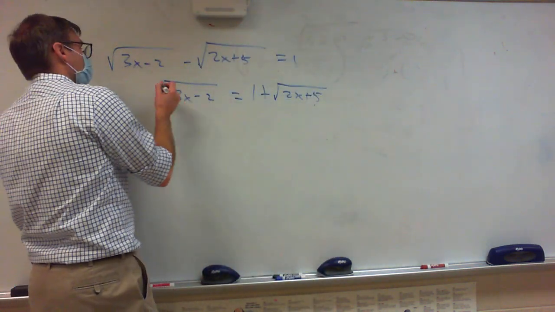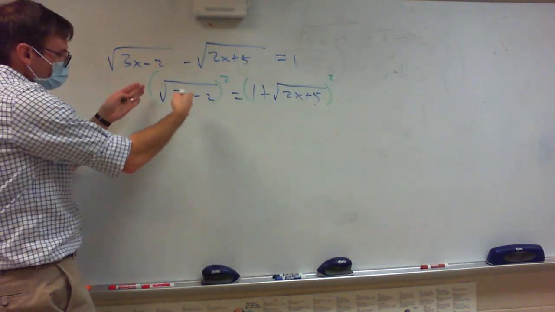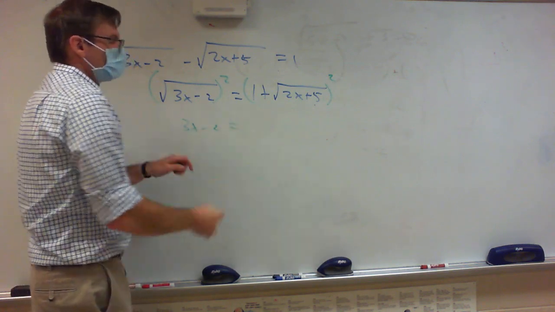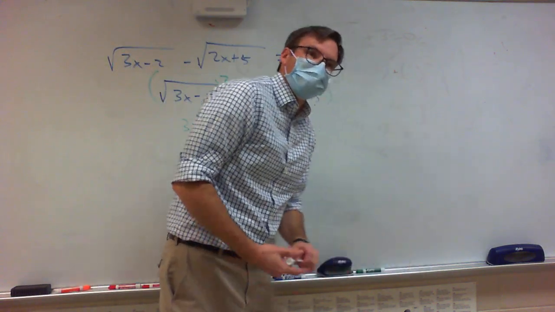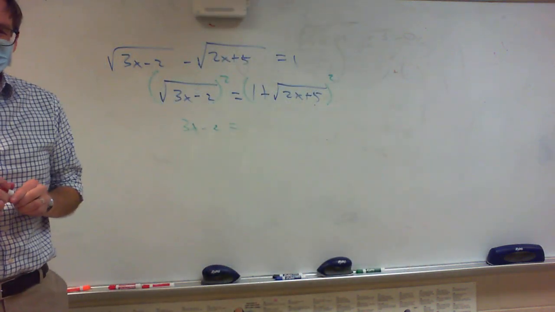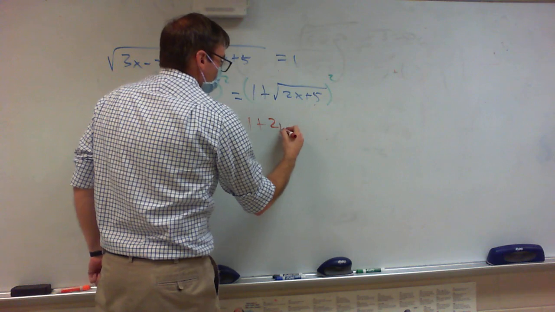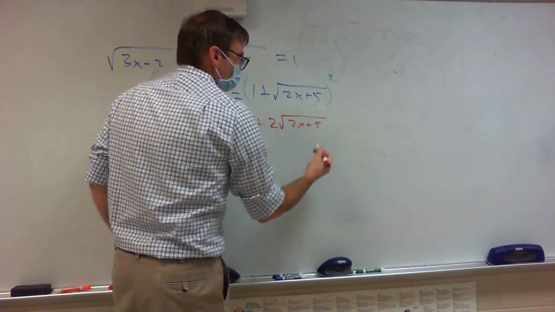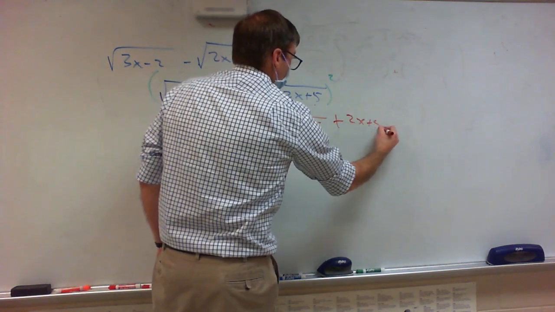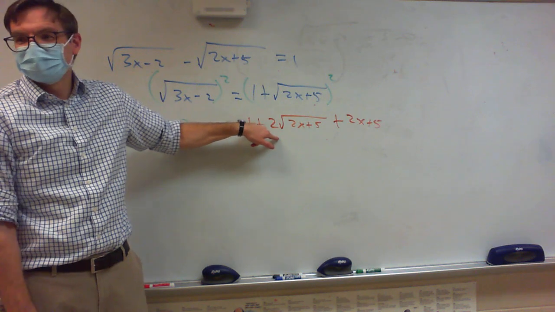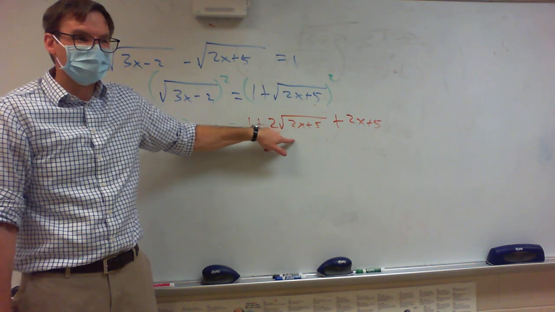All right. So I square both sides. You know what? I'll do the hard one. When you square this side, you're going to get 3x minus 2. When you square this side, what do you get? 1 plus 2 square root of 2x plus 5, plus... Does everybody see where we got this? It's almost like I had a plan, right?